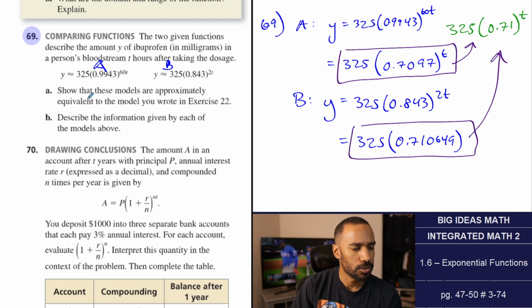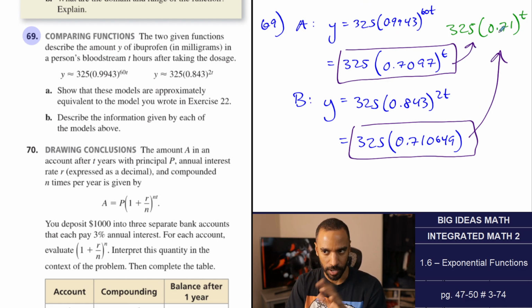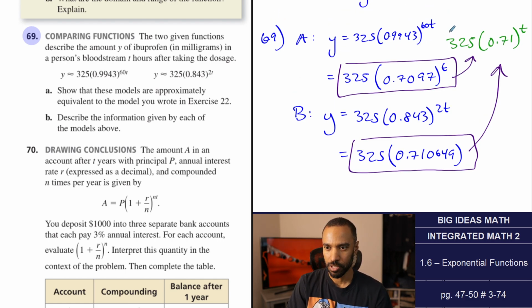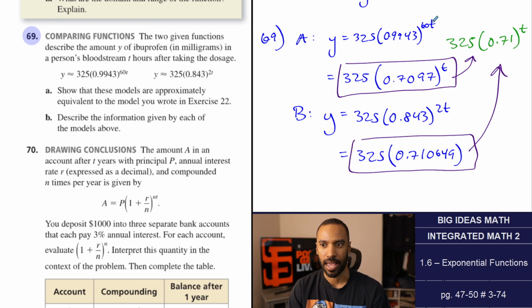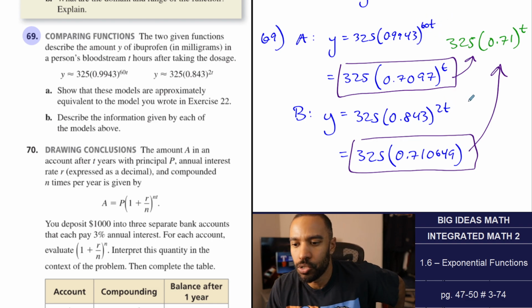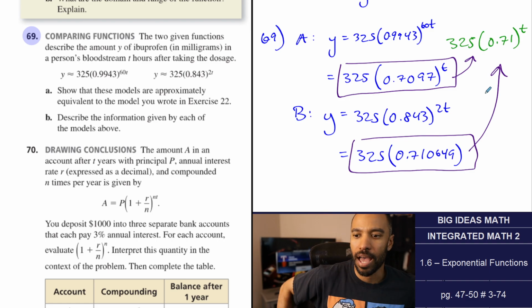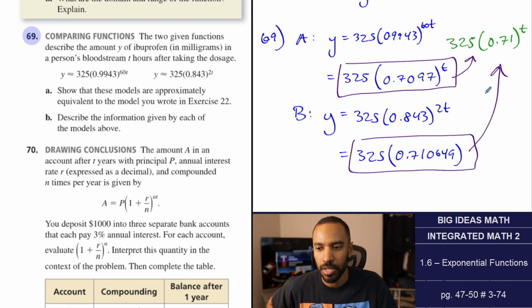Is that all they asked you to do? Yes. Describe the information given by each of the models above. Okay, so the initial problem was about a dosage taken every hour. You lose 29% every hour. So you have to keep in mind that t initially was represented in hours. But now you're talking about 60t and 2t. You're talking about what happens after certain numbers of hours now.